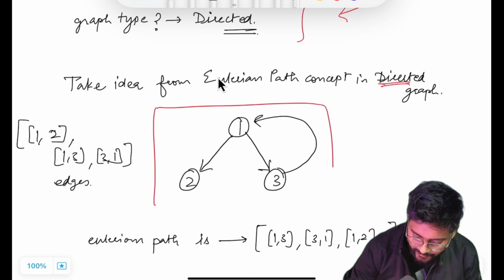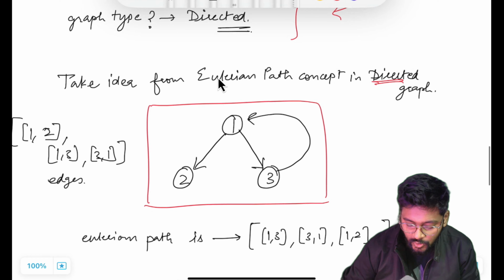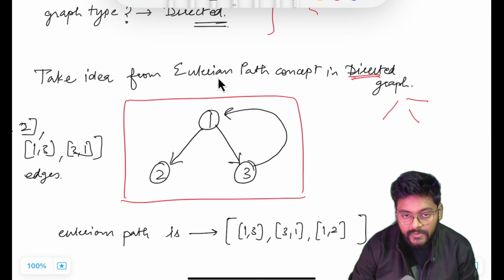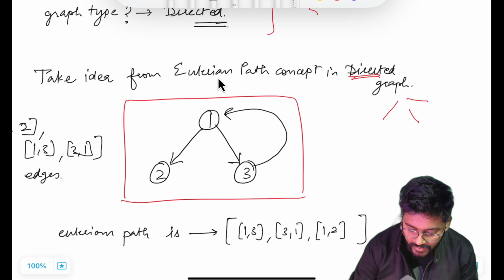If I take this example, what is an Eulerian path? Covering every single edge once. And how many edges do we have? We have 3 edges in this case. So we have to do some kind of arrangement where we are able to cover every single edge.